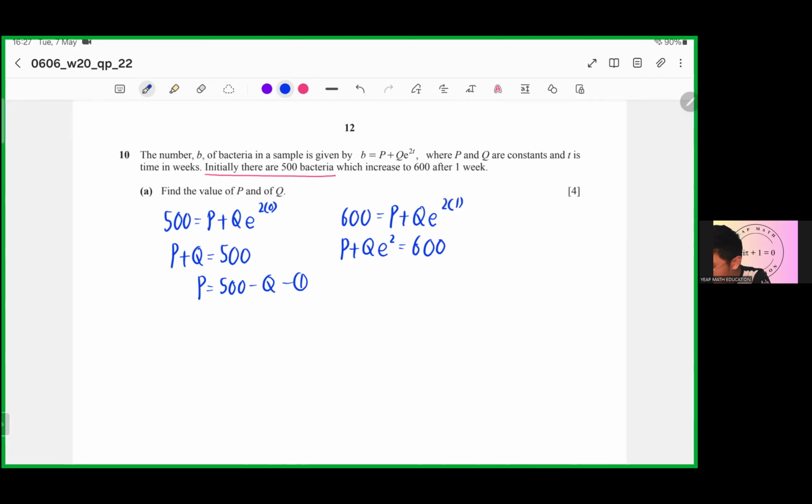So first, this is the second equation. So we can write 500 minus Q plus Q e squared equals 600. After that we can write Q bracket e squared minus 1 equals 100. So Q equals 100 over e squared minus 1. Okay, now we can write in decimal places.